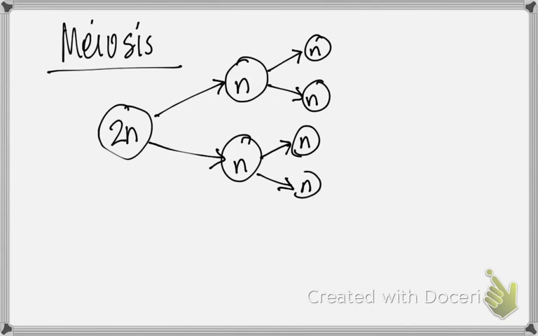What's happened to our chromosome number in meiosis?